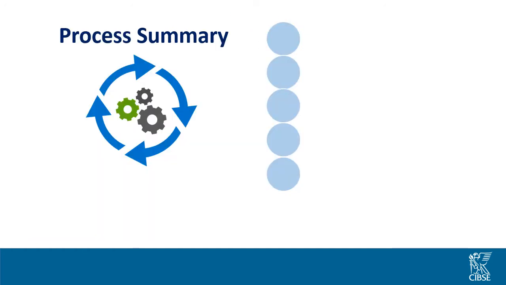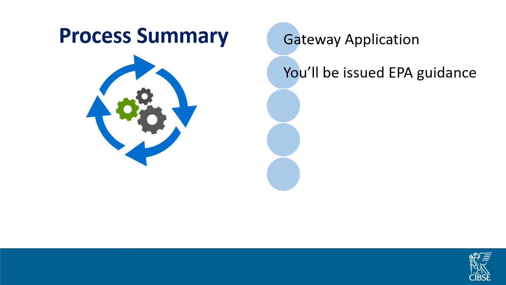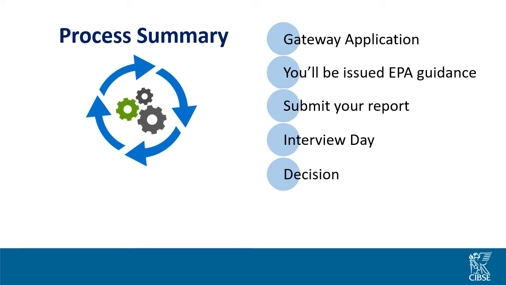This is a brief overview of the process from start to finish. You'll complete the Gateway application online. You'll then receive a Gateway email with further instruction on the next steps. Once you've submitted these documents for the next stage, they'll then be reviewed. If the review is successful, you'll then be invited to an interview day, and within 6 weeks from the point of interview, you'll be informed of the results. So in short, there are 3 stages here: application, interview, and results. So now I'll move on to the application itself.